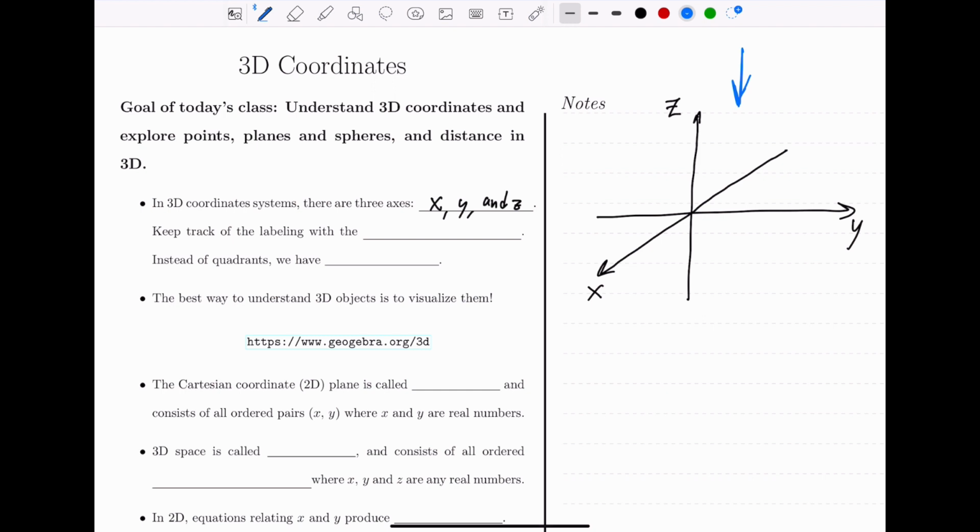It might be a little bit counterintuitive, but this is how we choose to label the axes for 3D coordinate systems. We can keep track of this labeling using something called the right-hand rule. To understand the right-hand rule, take your right hand, make sure it's your right hand, not your left one, and make a finger gun out of it. So it looks something like this.